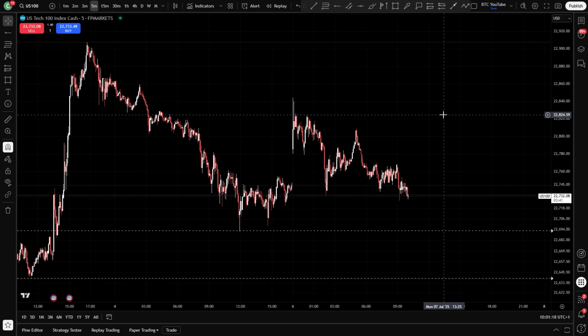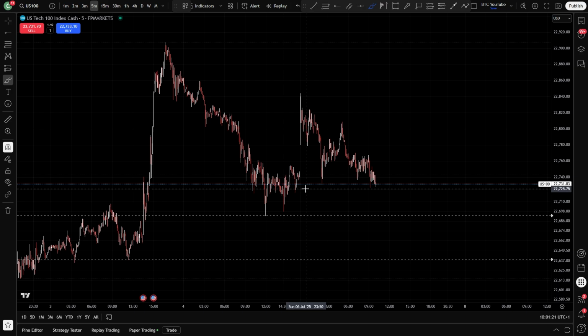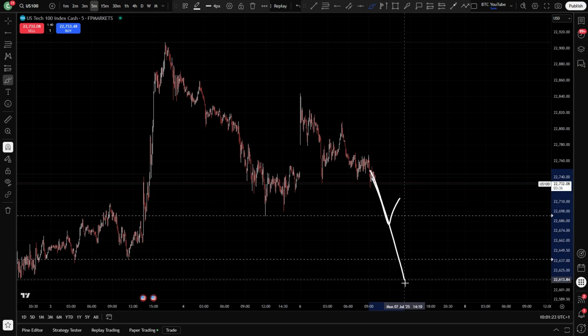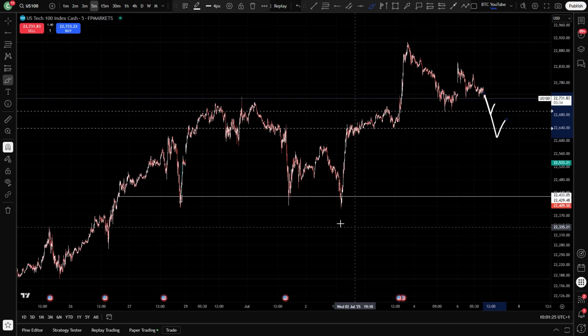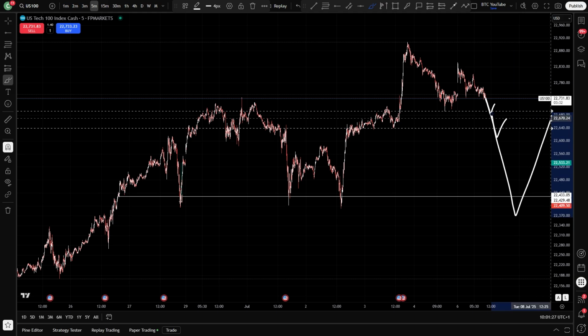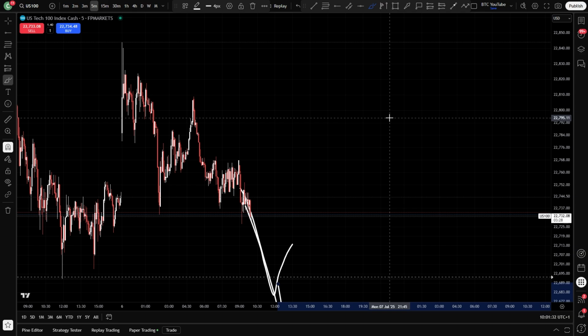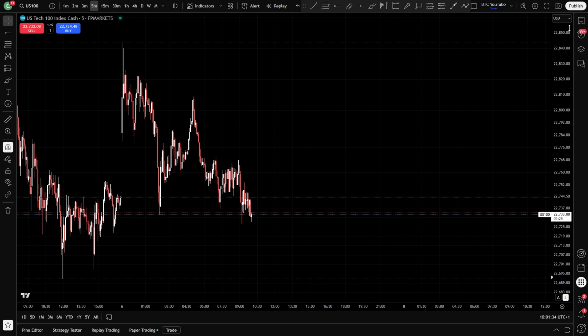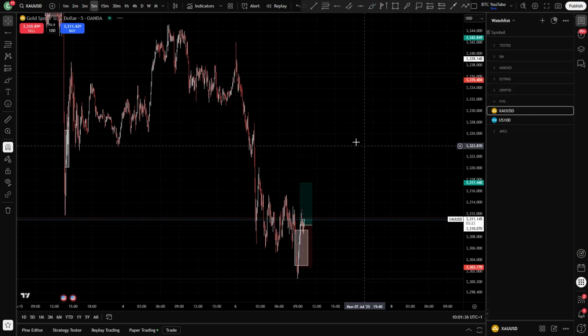All you have to do is just be patient and wait for those clear, obvious sweeps of lows. This one here would be good, or this one here would be good as well. Imagine if we came down, swept this low and got a reversal. That would be a beast of a trade. Really, really good trade. But I'll leave it at that. This also works on gold. Probably in my next video, I'll go over gold and some of the trades that I've taken recently.